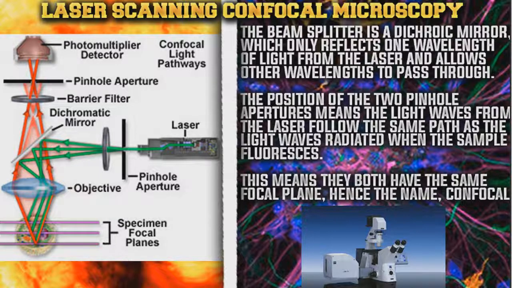It only reflects one wavelength of light from the laser and allows the other wavelengths to pass through it. The position of the two pinhole apertures means that the light waves from the laser follow the same path as the light waves radiated when the sample fluoresces. This means they both have the same focal plane and hence the name confocal. Right, let's move on to the next slide.